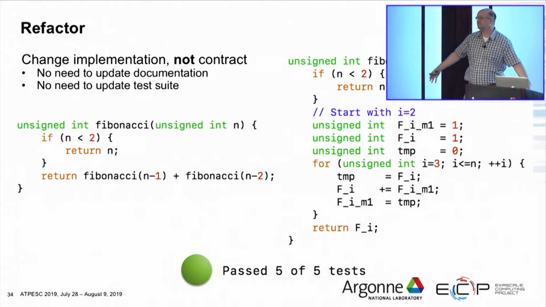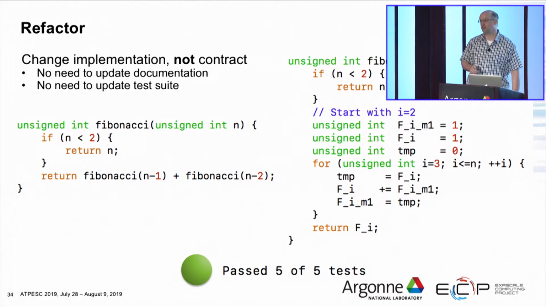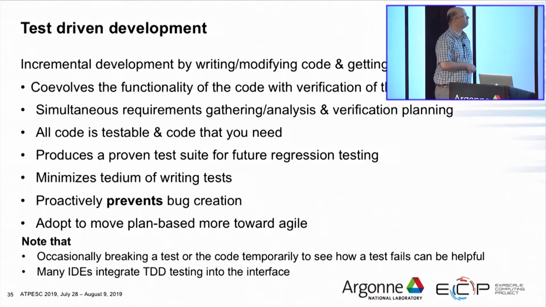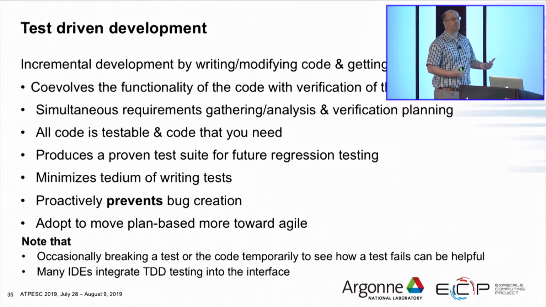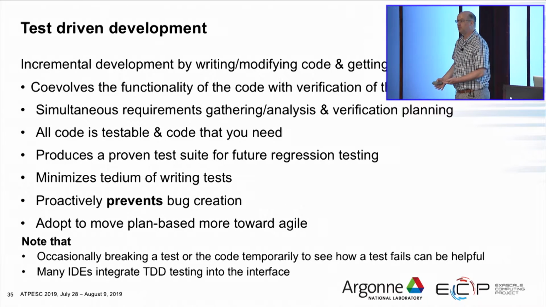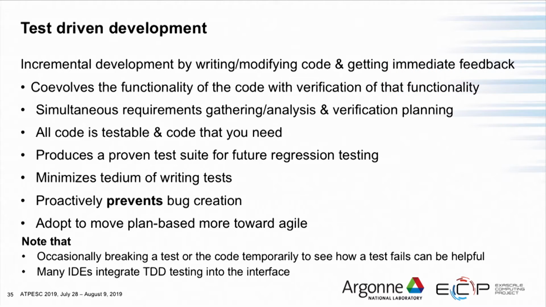I built up those tests. Now that I have those tests running, I can actually do this implementation and rewrite the implementation in a more performant, potentially, but more difficult way. They help me to do that, right? So test-driven development, what we're doing here is incremental development by writing and modifying the code, and at the same time getting immediate feedback using those tests that we just wrote to determine if that code we wrote actually does what it's supposed to. We're co-evolving the functionality of the code with the verification of that functionality, right?